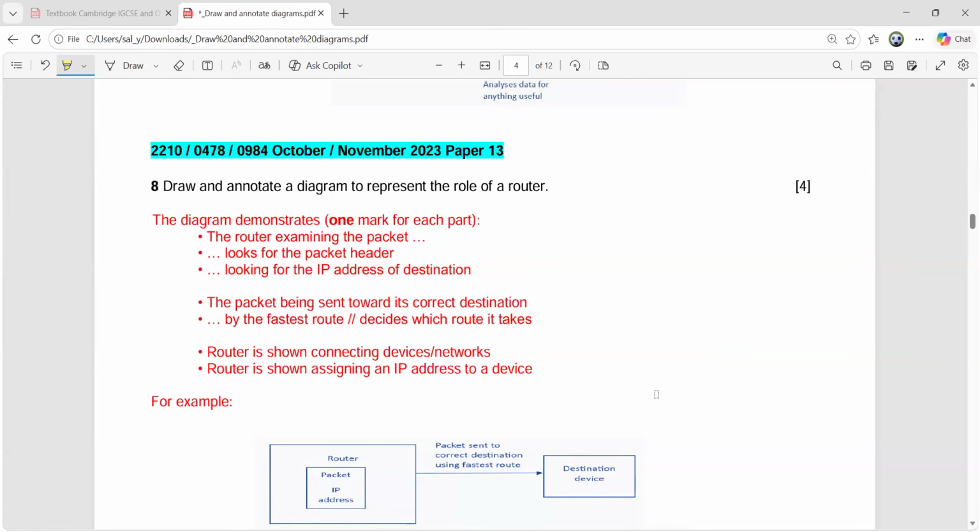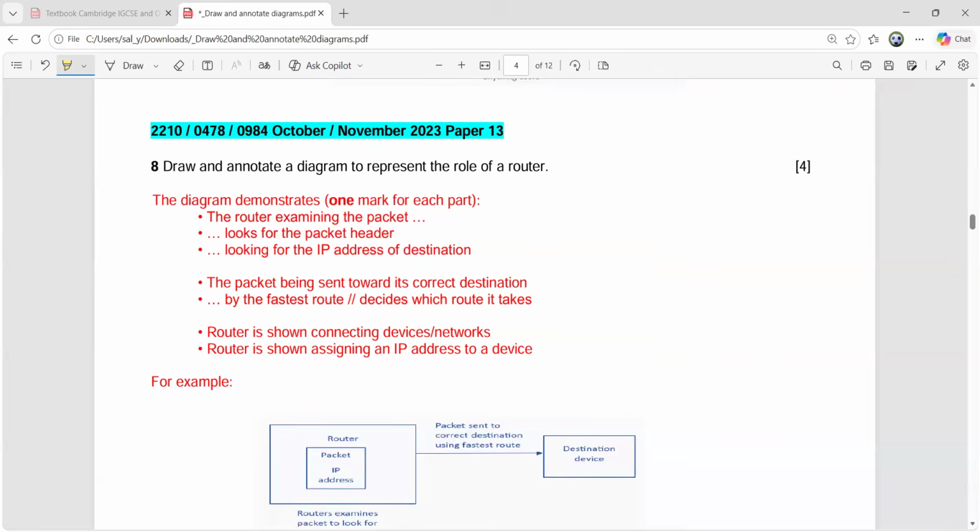The diagram demonstrates that the router is examining the packet, looking at the packet header for the IP address of the destination. The packet is sent towards the correct destination by the fastest route, because the router is there to decide which is the best route to be used to send the data. The router is shown connecting the devices, and the router is shown assigning an IP address to the device. So this is what they should be expecting us to include in our answers.